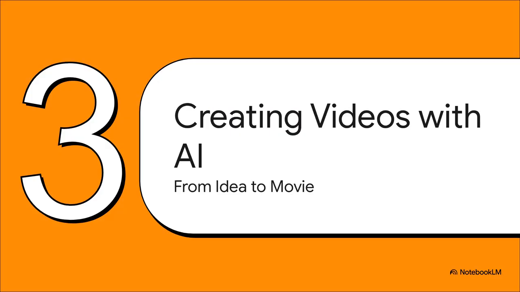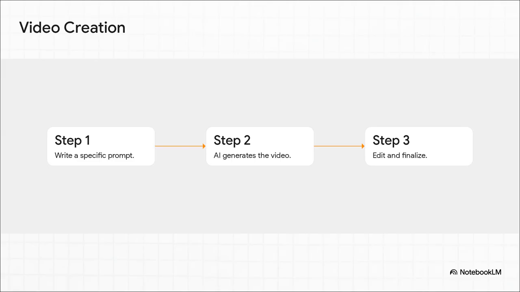Okay, so now let's level up. Let's see how these exact same ideas, being specific, setting a scene, can go from simple text games to creating entire videos from just an idea. The core concept is exactly the same, it's just on a much bigger scale now. And the process is actually way simpler than you might think. It really just boils down to 3 steps. 1, you write a really specific prompt. 2, the AI does all the heavy lifting and actually generates the video. And 3, you just come in at the end to edit and finalize it. It makes video creation something anyone can do.